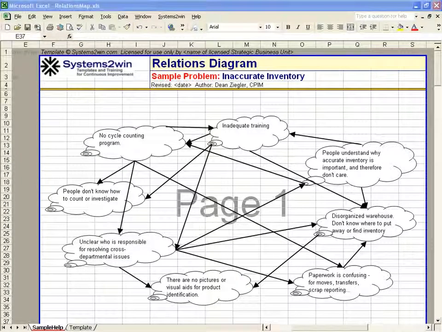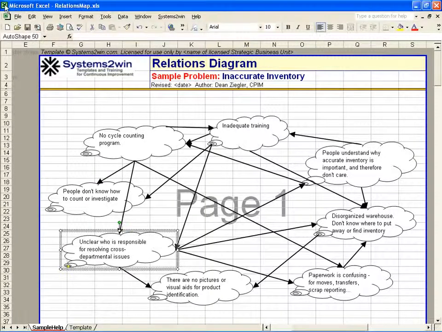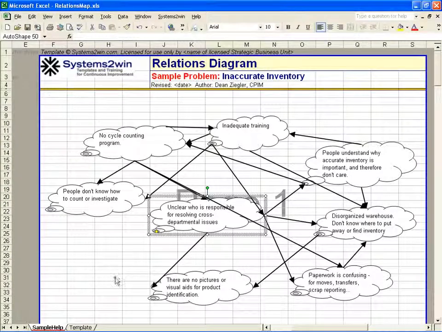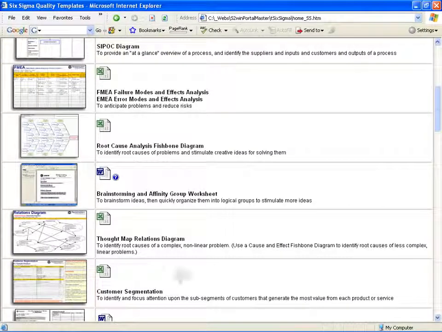While the root cause analysis fishbone diagram is the right tool for getting to the root causes underlying a well-defined problem, the thought map relations diagram is the right tool to make sense of the root causes underlying a complex, messy tangle of interrelated problems. You use the customer segmentation worksheet to identify the customer segments and perhaps subsegments for each product family, and then to prioritize which segments are most worthy of your attention.